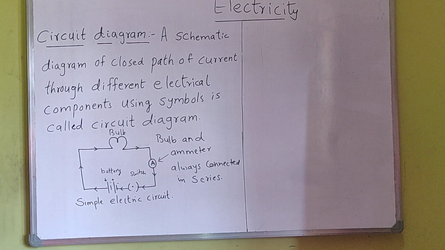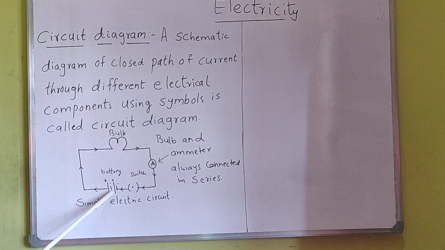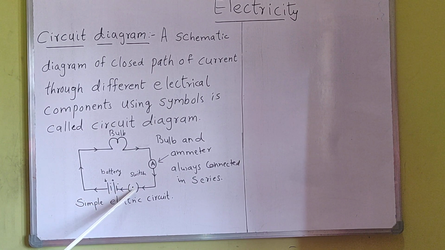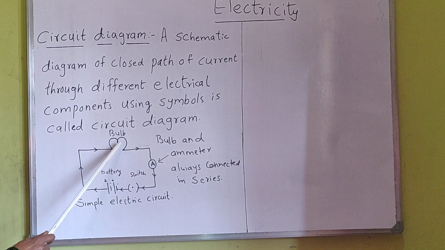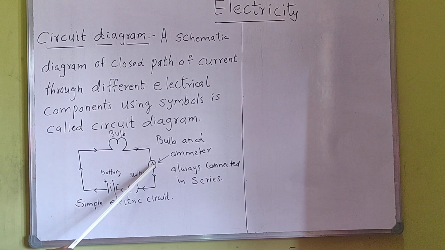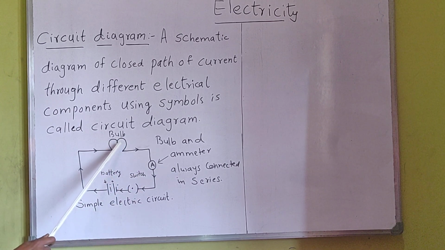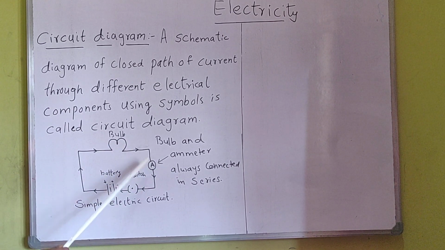Last time I showed you a simple electric circuit. You can see this is a diagram of a simple electric circuit. This is the battery, this is the switch, ammeter and bulb. In a simple electric circuit, bulb and ammeter are always connected in series. Series means side by side.